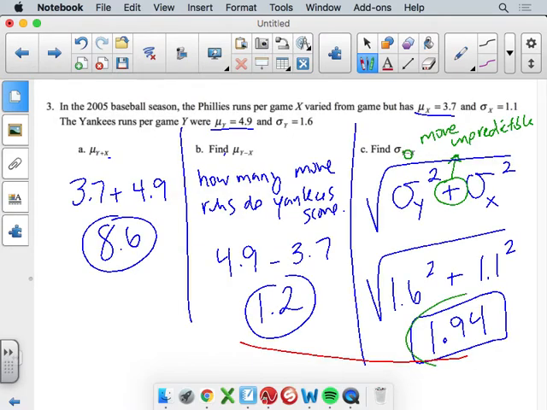So the spreads only get more unpredictable. I would never lessen the unpredictability. When I'm combining things, they only get bigger in unpredictability. And then this whole squared thing is a little weird, a little strange. The means are really easy. You just add or subtract them. Standard deviations are normally more complicated.